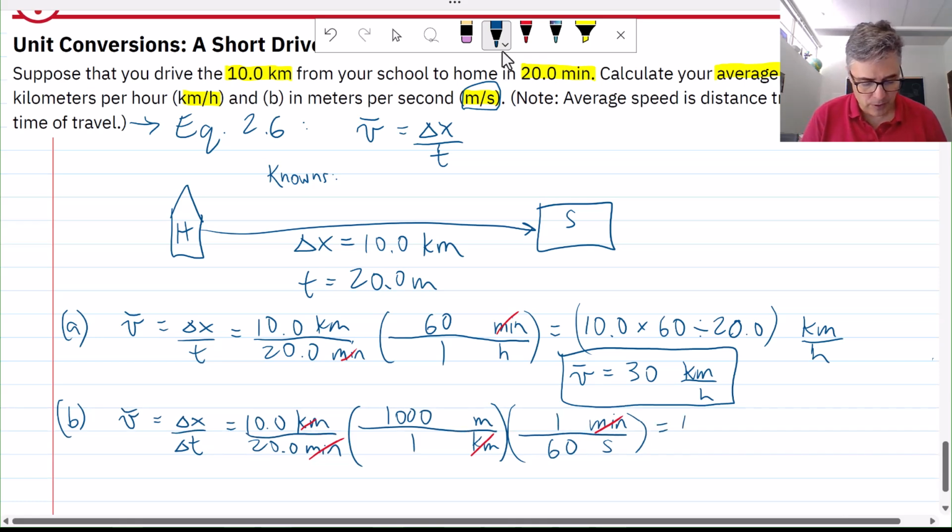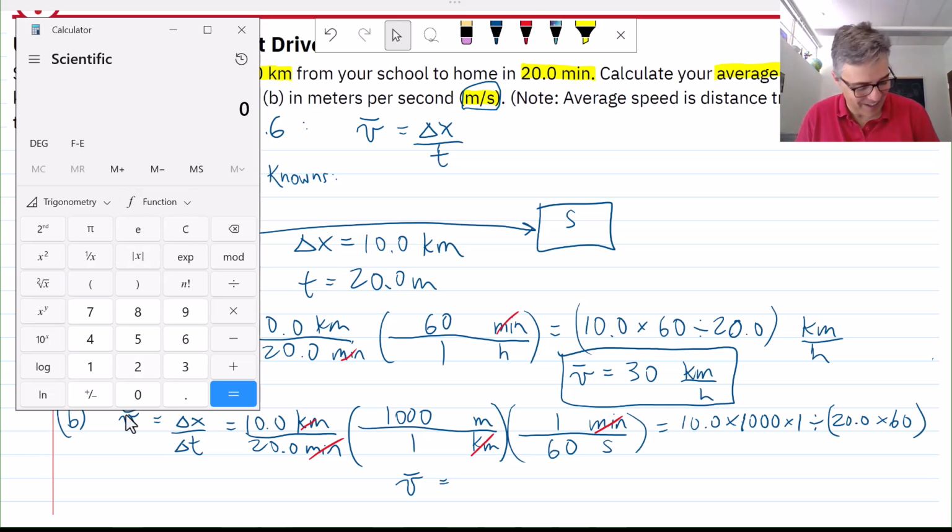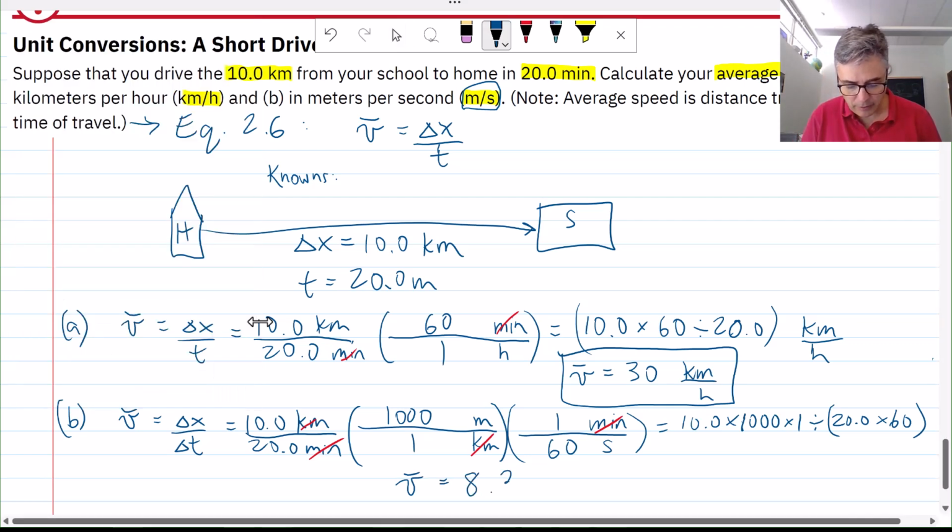So this is equal to 10.0 times 1,000 times 1 divided by, in brackets, 20.0 times 60. It is good to have a scientific calculator that has parentheses on it. I'm going to go 10 multiplied by 1,000. I'm going to skip multiplying by 1, but then I'll do divided by, open parentheses, 20 times 60, close parentheses, equals 8.333. Let's just use 3 significant digits, 8.33, and it's meters per second.